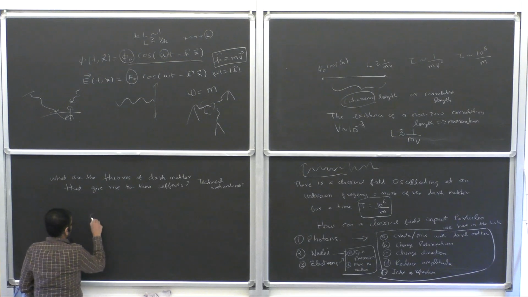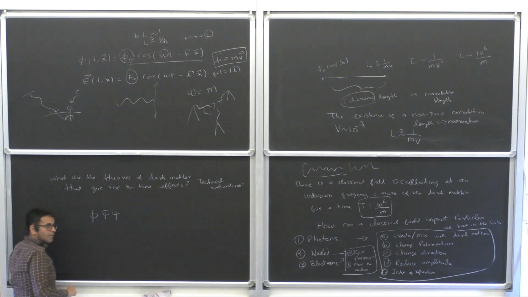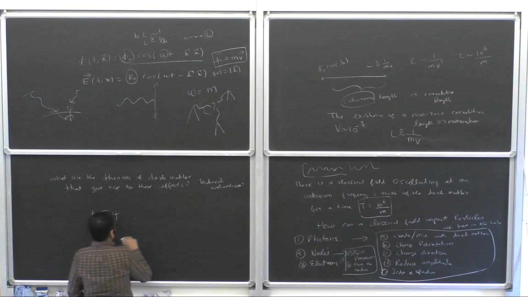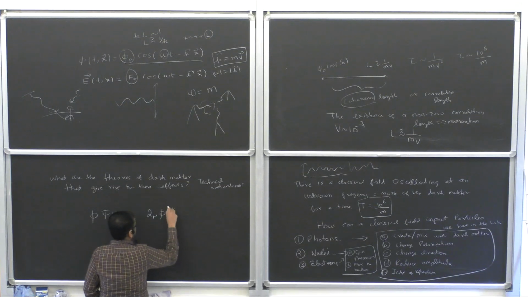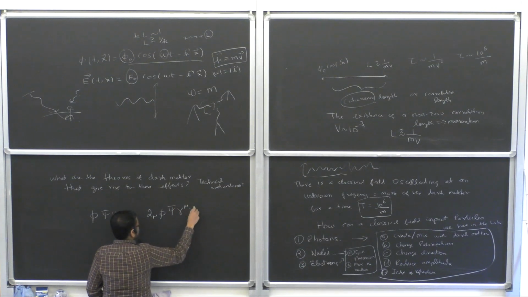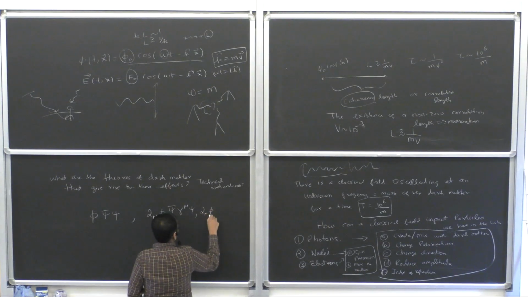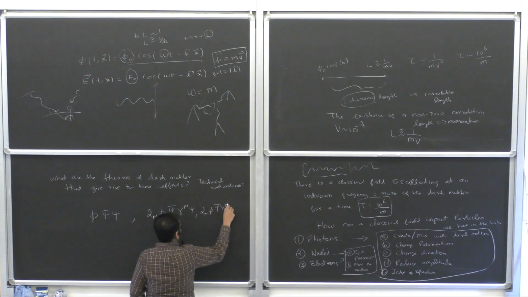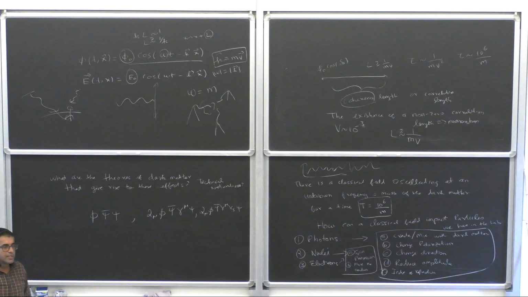So let me write down this coupling: phi psi bar psi. Phi is my scalar, psi is a fermion. And then let me write down d mu phi, psi bar gamma mu psi, and then d mu phi, psi bar gamma mu gamma 5 psi. Okay, so given the psi and gamma mu, I can write these 3 things with some leading order terms I've written down.